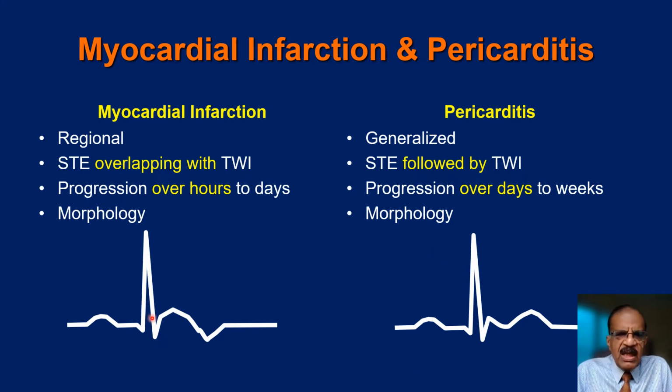Another thing is, here the ST segment is elevated and the T wave is inverted. Here the ST segment is elevated and the T wave is also upright. So ST segment and T wave concordance, both are upright. That is also a feature of pericarditis.